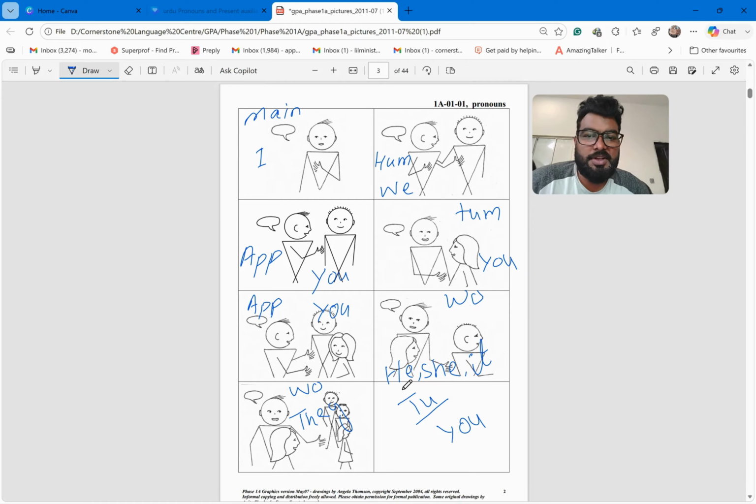So now we will see which pronouns use which auxiliary verb. With मैं we use हूँ. मैं हूँ, I am.